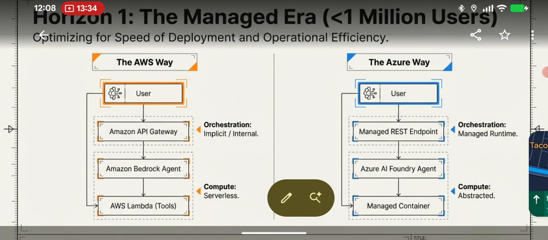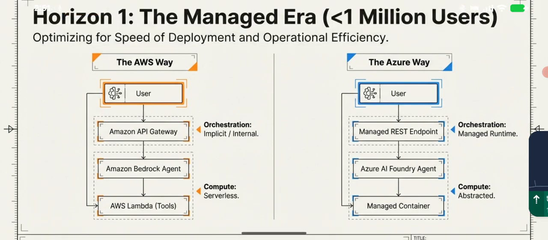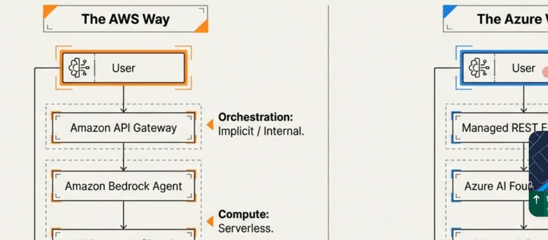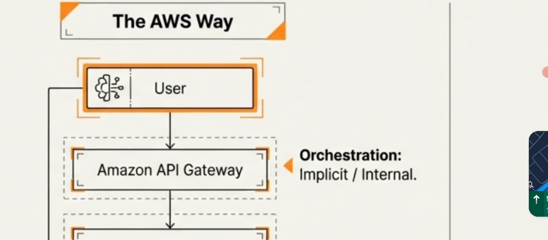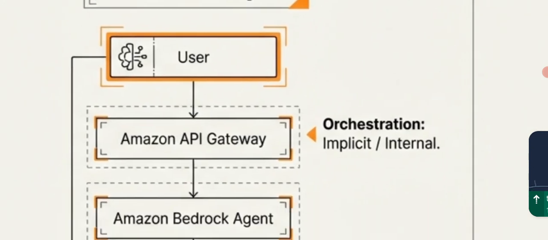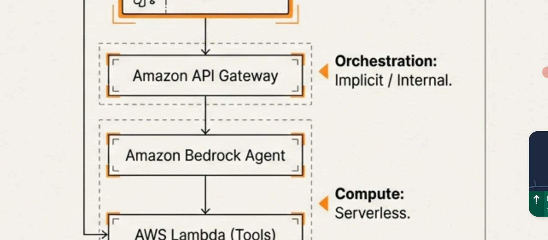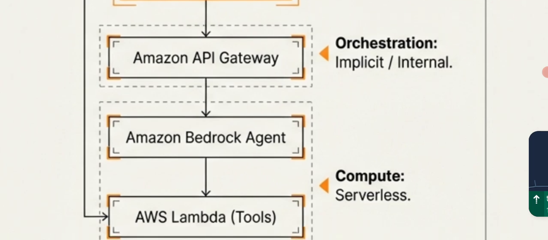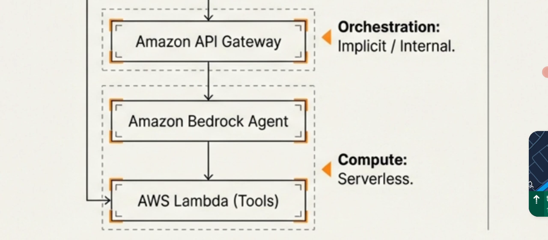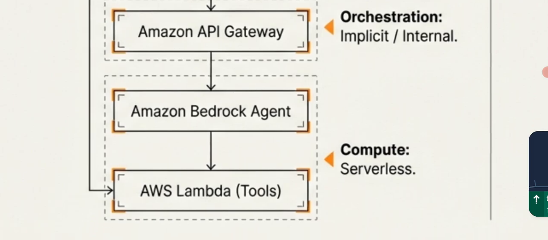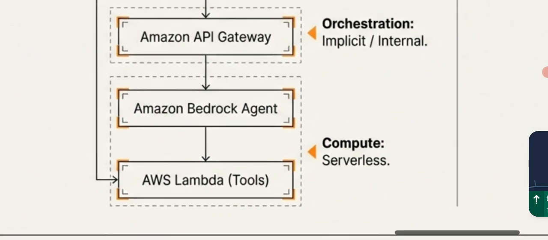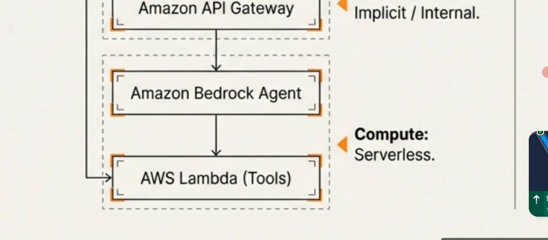So let's understand, if we are using a basic implementation with less than 1 million users, how it will look in AWS and Azure. In AWS, when a user sends the request, it goes to the API Gateway, and the API Gateway sends the request to the Bedrock agent, and the Bedrock agent will create the instances of Lambda. So if it's a cold Lambda creation, it will take time and there will be latency.